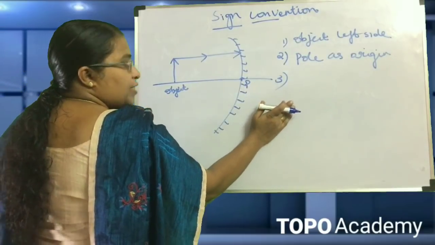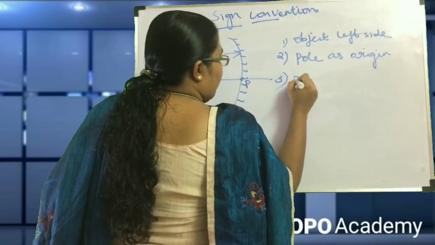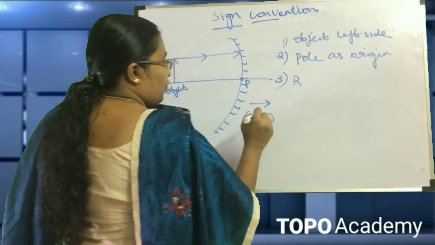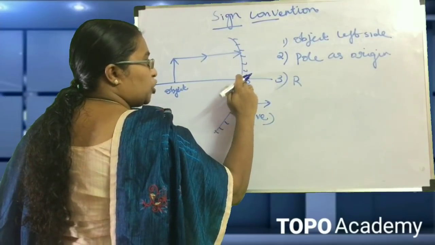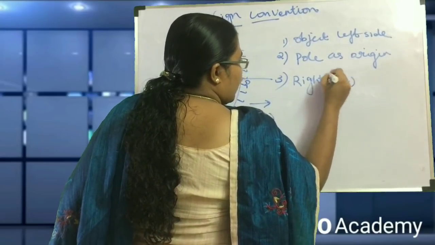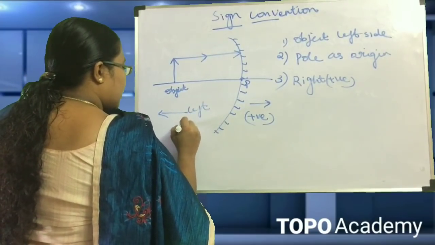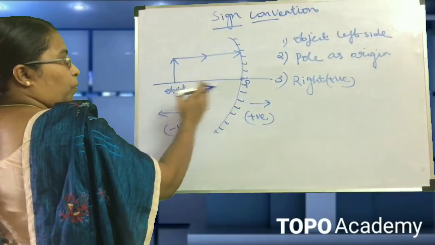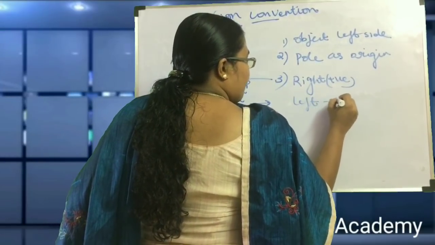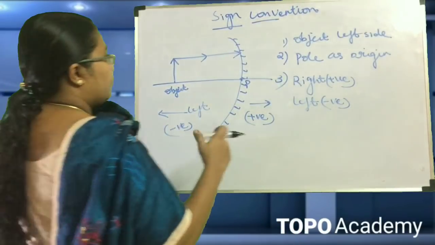this is the right hand side of the mirror and this is the left hand side of the mirror. If you are taking the measurements to the right side of the mirror, it is taken as positive. That is, with respect to the pole, if you are taking a measurement to the right side, it is taken as positive. And if you are taking a measurement to the left side, it is taken as negative. That means opposite to this direction, it is taken as negative.